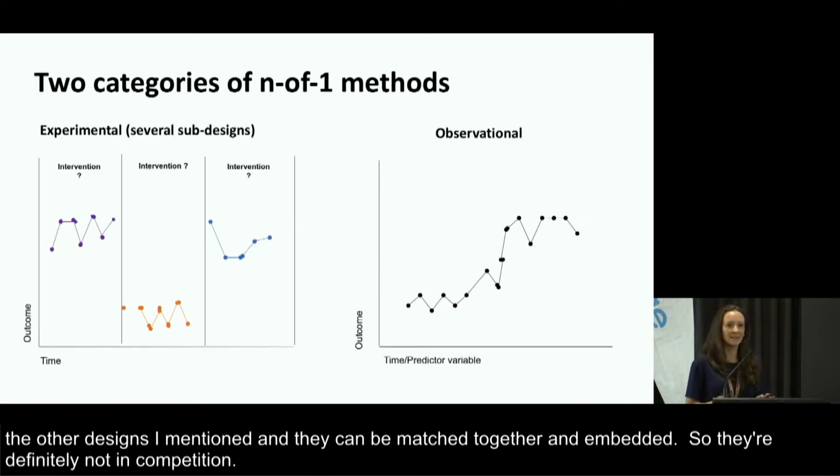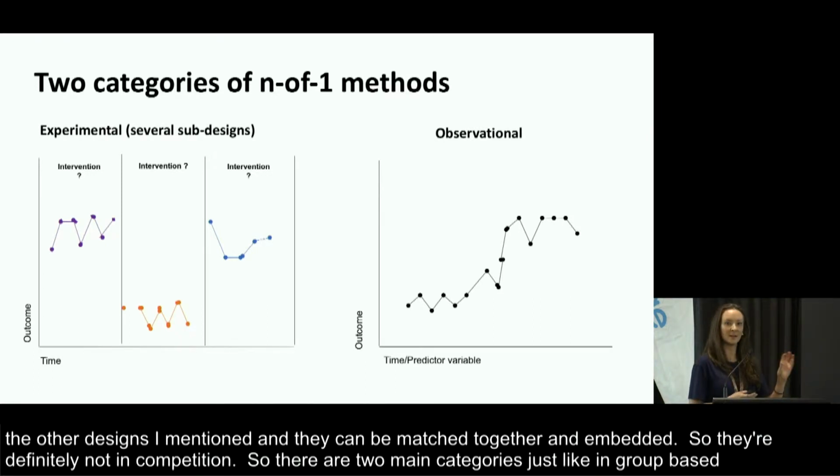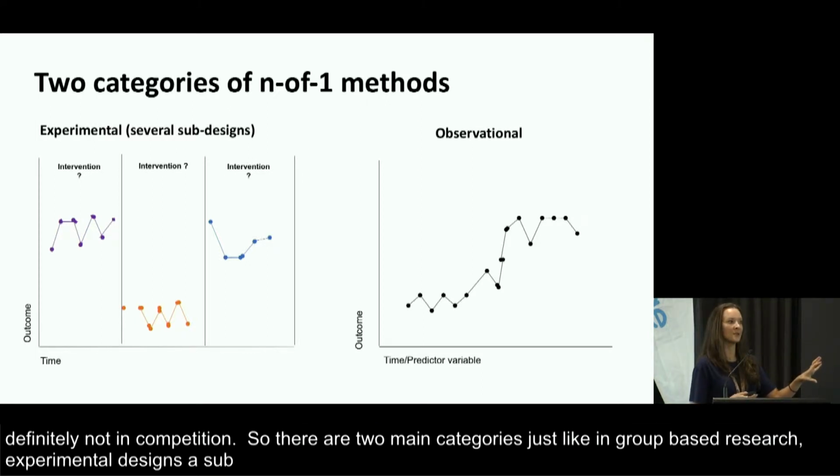So there are two main categories, just like in group-based research. We've got the experimental designs, which has a couple of sub-designs within it, and we've got observational designs as well. And all these designs are focused on individuals.